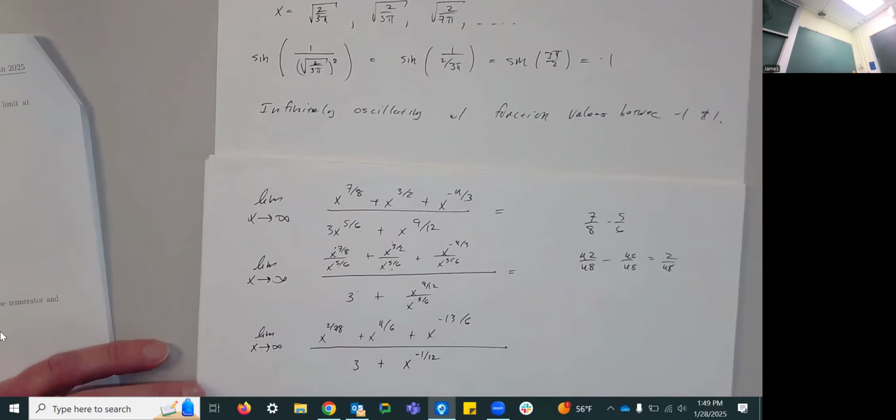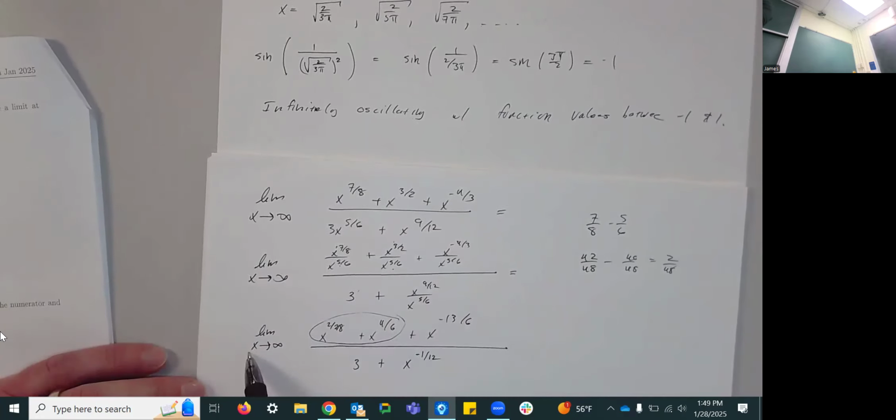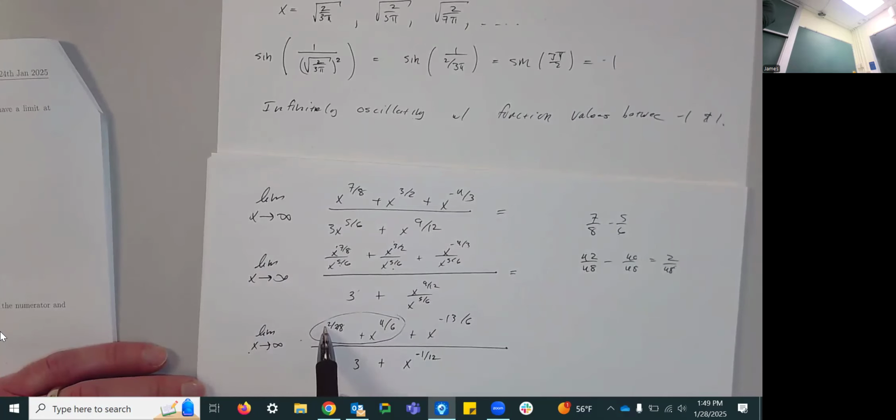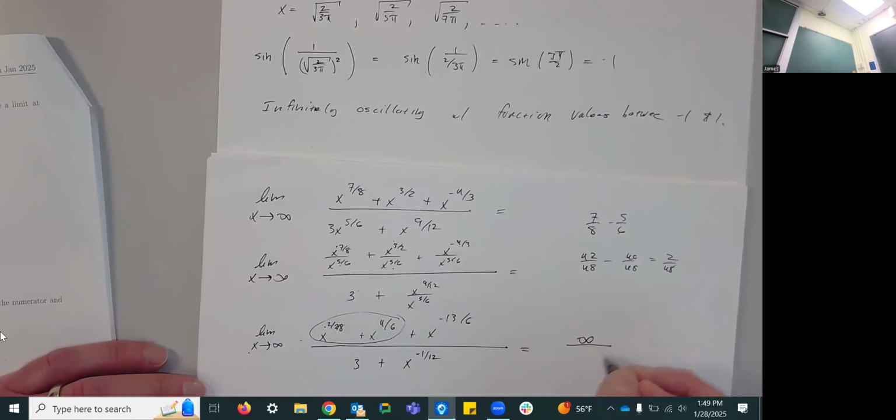So these two things are going where? As x gets really, really big, x to a positive power still gets really, really big. So what we have here is infinity on top and 3 on the bottom, which goes to infinity.